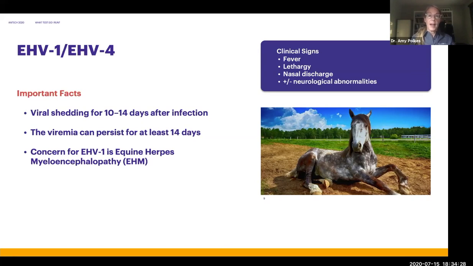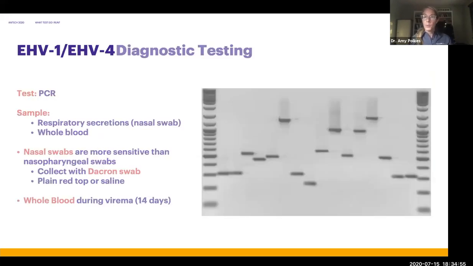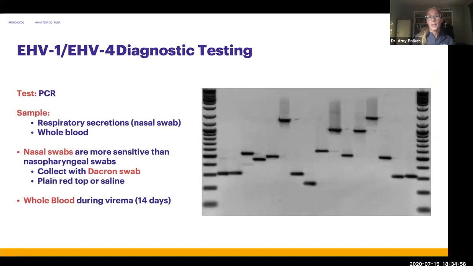Important facts is that viral shedding can occur for 10 to 14 days after infection. And I think it's important to have some of these facts when you're trying to decide when you're going to test the horse, and you have windows for each of these diseases. So here, viral shedding is going to occur during that time. And sometimes a viremia can persist at least a couple of weeks. So you may have opportunities to get samples within a 2-week period of time if you thought things were going okay, but maybe now they're not.